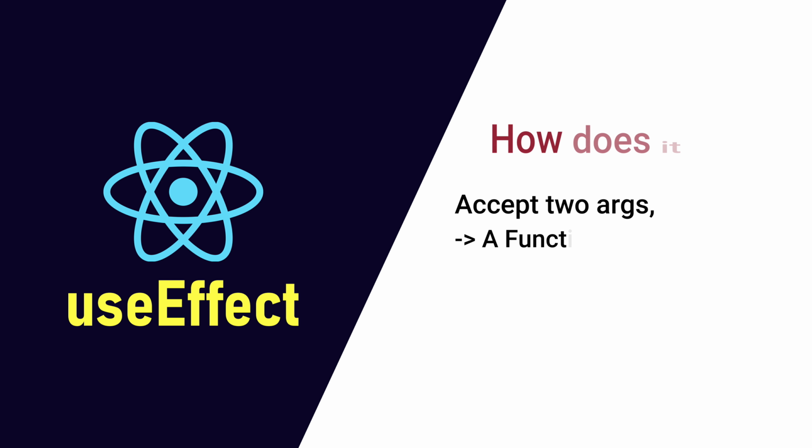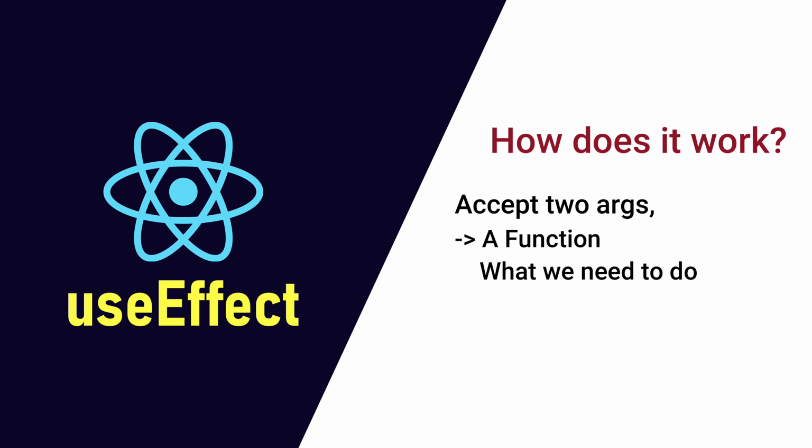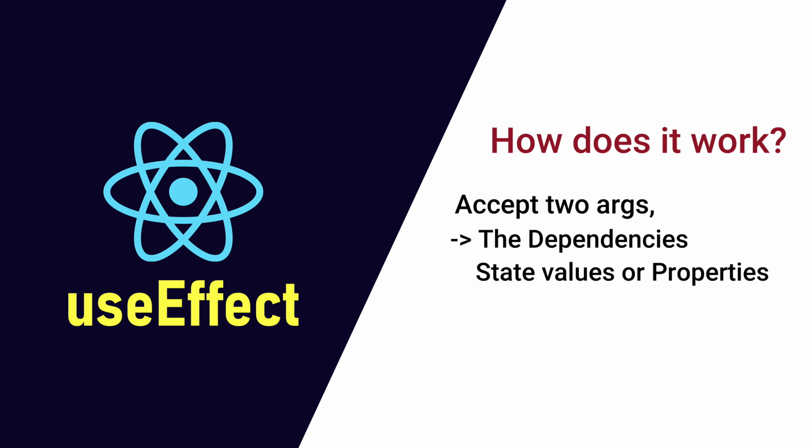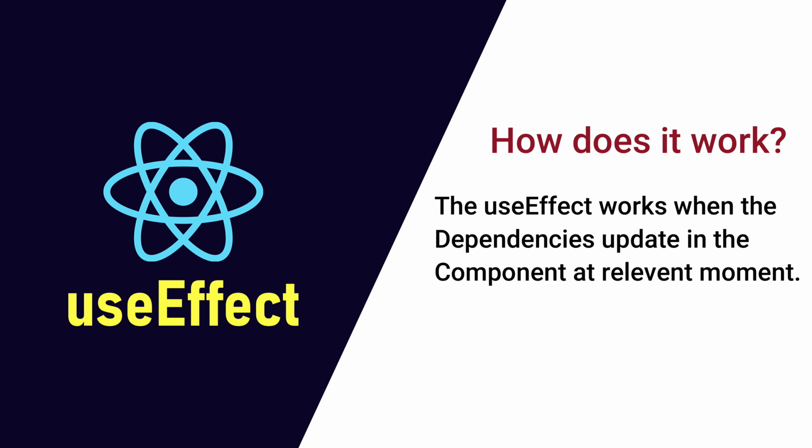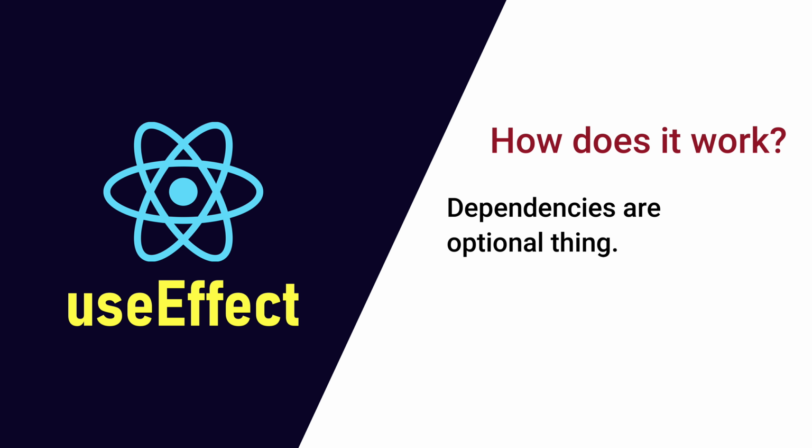How does it work? useEffect accepts two arguments. First, a function that defines what we need to do in the useEffect. Second, dependencies, which are state values or properties of the component. The useEffect runs when the dependencies update in the component at the relevant moment. The dependencies are an optional part of useEffect.